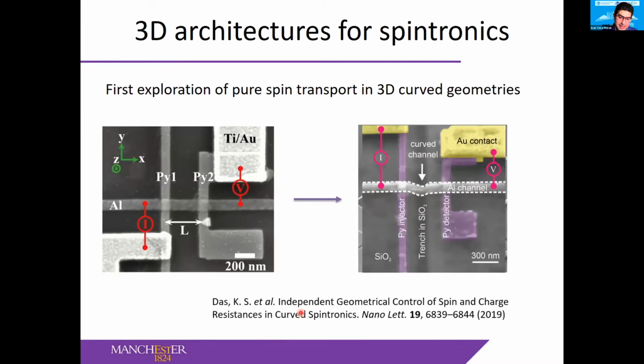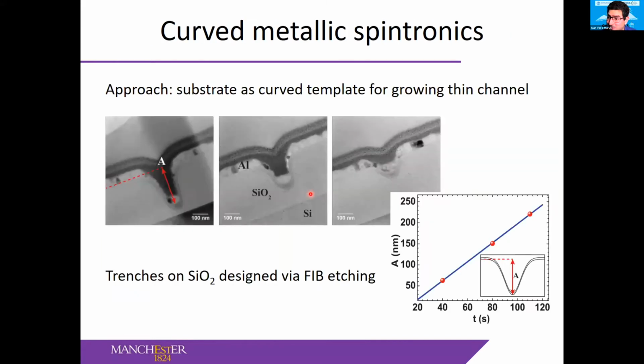And this is then the last thing I want to comment on, which is the work that was published last year, where in collaboration with a bunch of great people that I will mention at the end, we managed to fabricate for the first time such curved spin transport channels to probe directly pure spin current. And even in a simple material like aluminum, you are bound to find surprises when you start to play with the geometry.